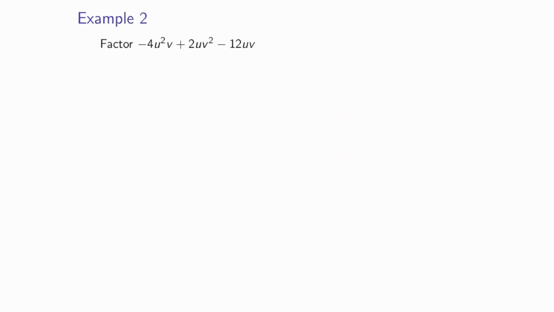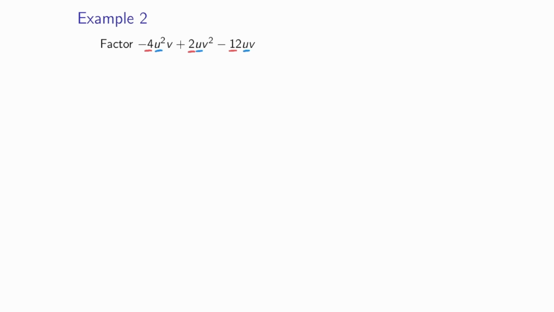All right, and here we have a second example. So we want to look at each term and we want to find all of the factors that are in all of the terms. So first we have numerical factors. So we have -4, 2, and -12. Okay. We have factors of u squared, u.